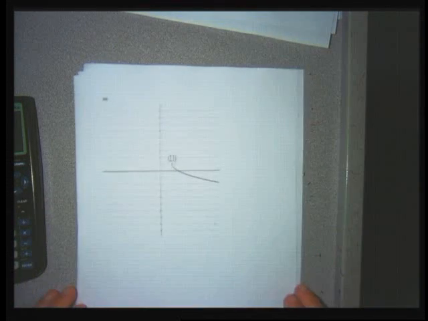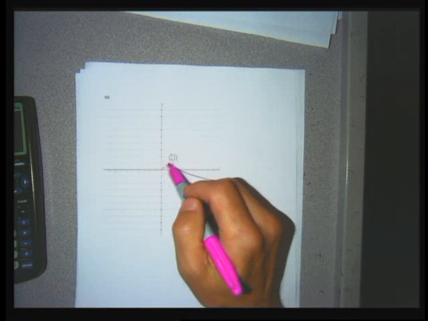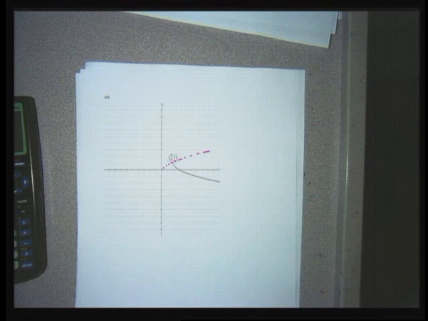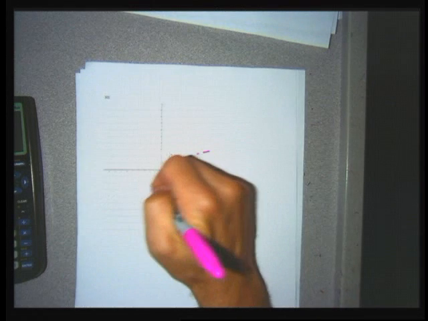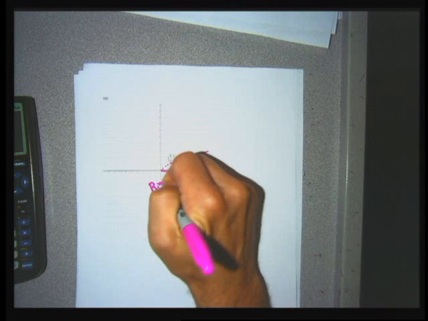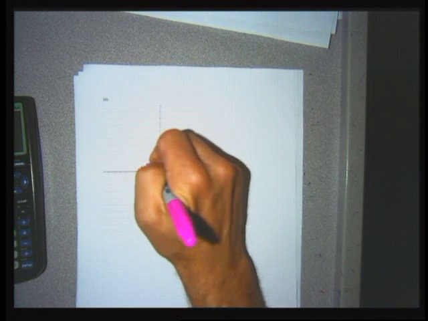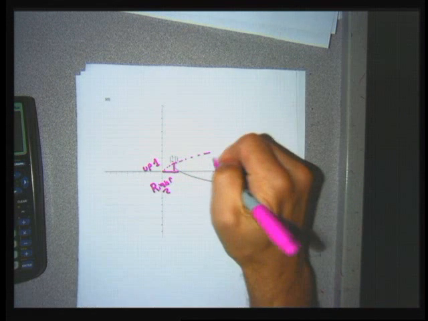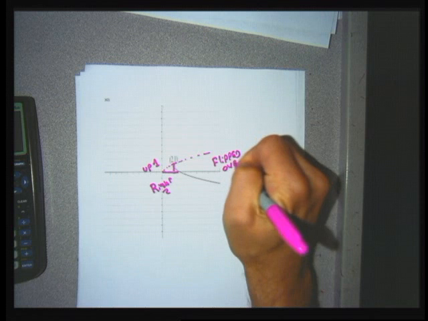21 is flipped over, but it's not flipped over the y-axis. 21 is kind of a square root function, but it's moved right 2. It's moved up 1, and it's flipped over the x-axis, or reflected over the x-axis.